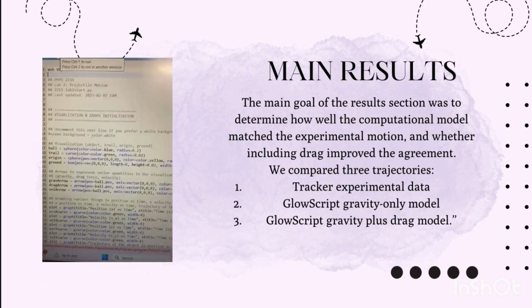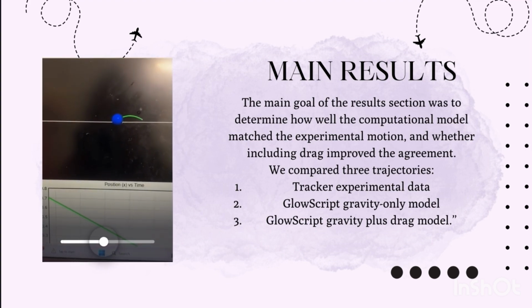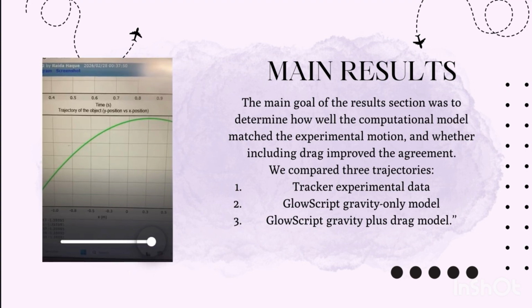The main goal of the results section was to determine how well the computational model matched the experimental portion and whether including drag improved the agreement. So in this video that you can see, it is from the graph of no drag, and you can also see the graph. That's just one of the trajectories. We compared it with the Tracker experimental data and also the one with drag.